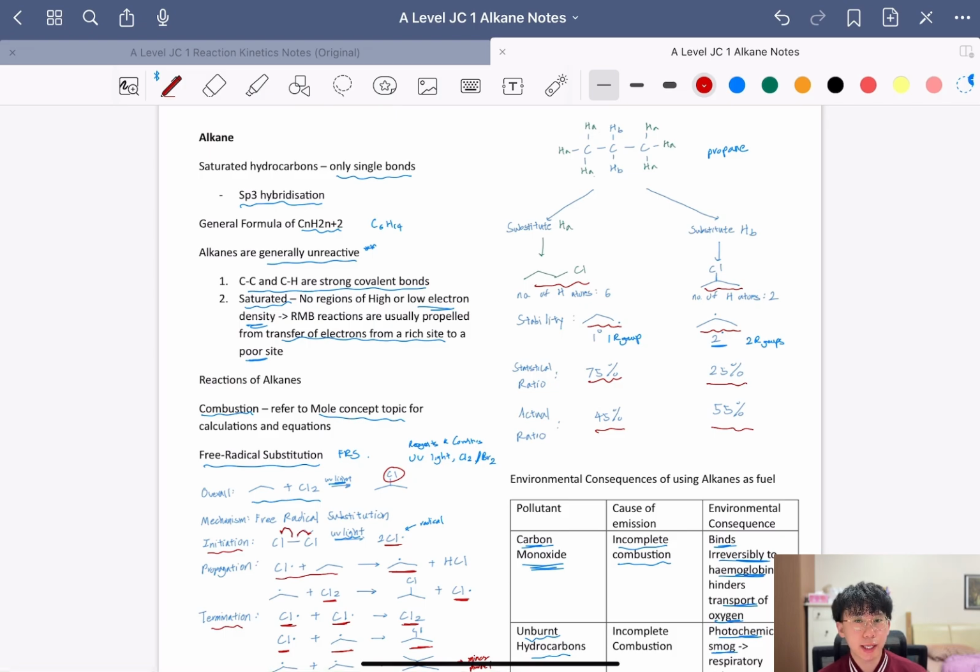I would advise that you take some time to go and memorize the reaction mechanism for free radical substitution, as well as practice some questions on understanding how to predict the ratio of your monosubstituted products of free radical substitution. Free radical substitution is the key takeaway from the alkane topics, and it's important that you understand this fully in order to maximize your marks for alkanes during the exams.